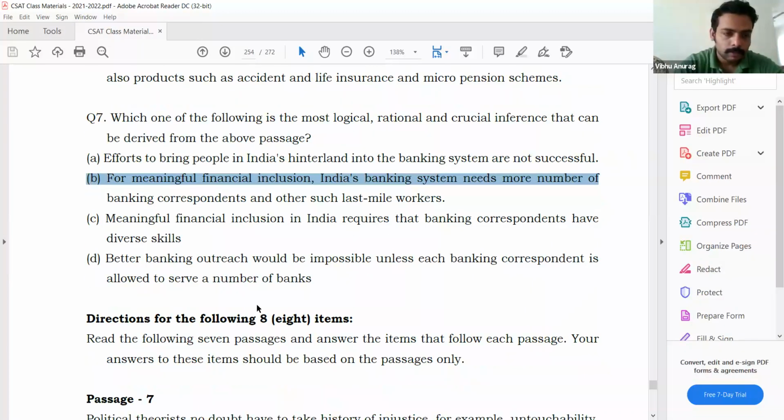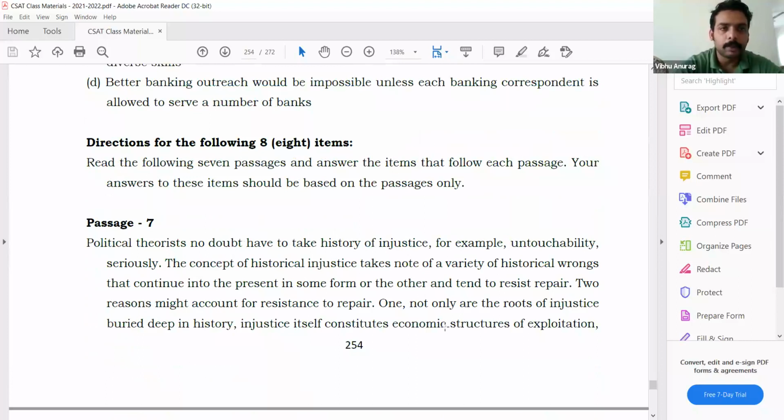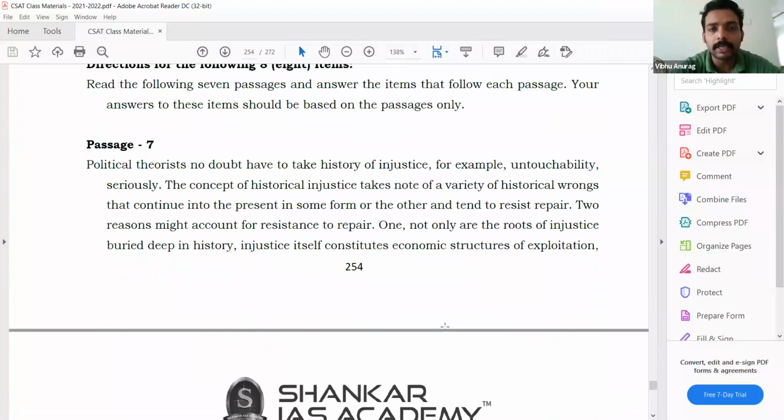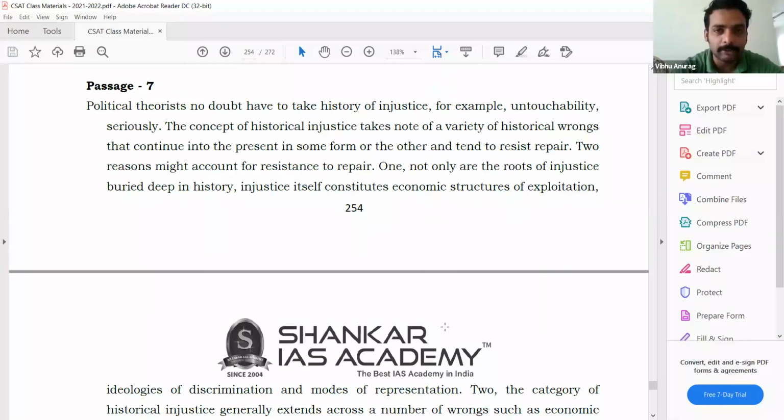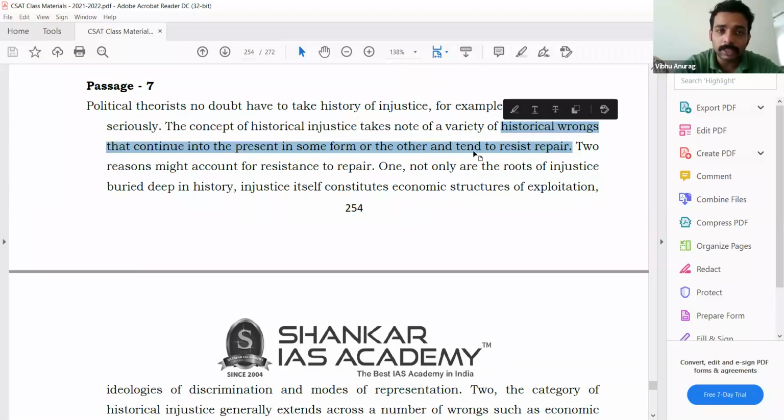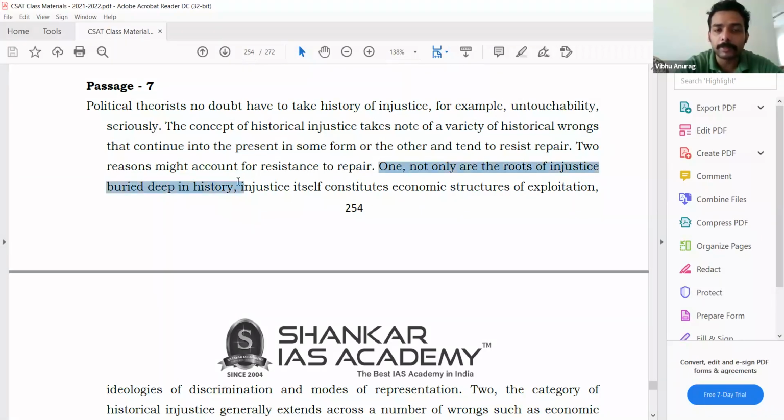Okay. Then see passage 7. Political theorists, no doubt, have to take history of injustice, for example, untouchability, seriously. So they have to take these issues seriously. The concept of historical injustice takes note of a variety of historical wrongs that continue into the present in some form or the other and tend to resist repair. Tend to resist repair means it's difficult to undo these wrongs. Two reasons might account for resistance to repair. There are two reasons why this may be happening.